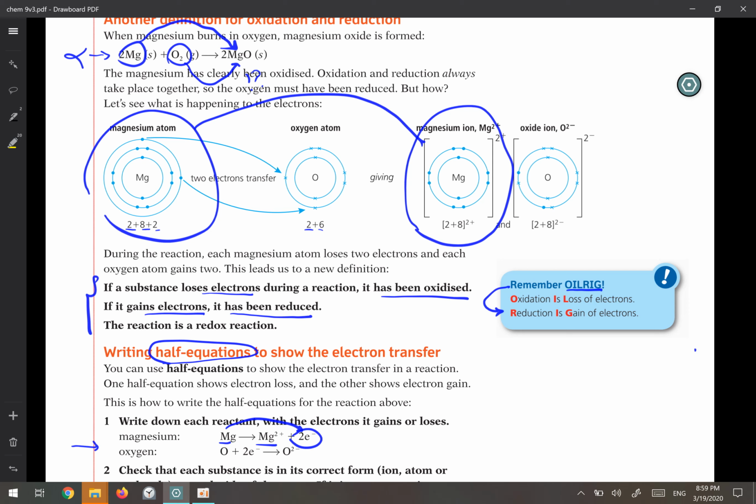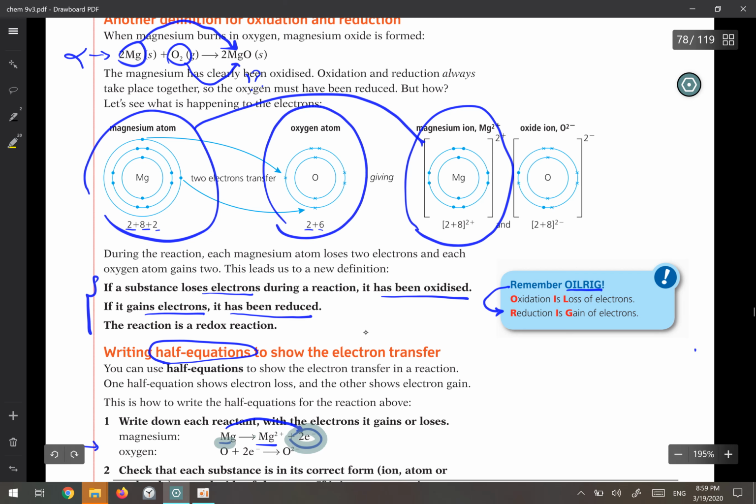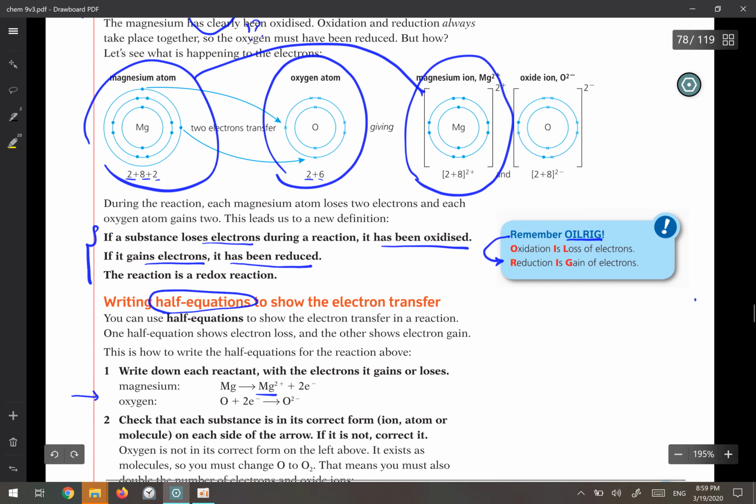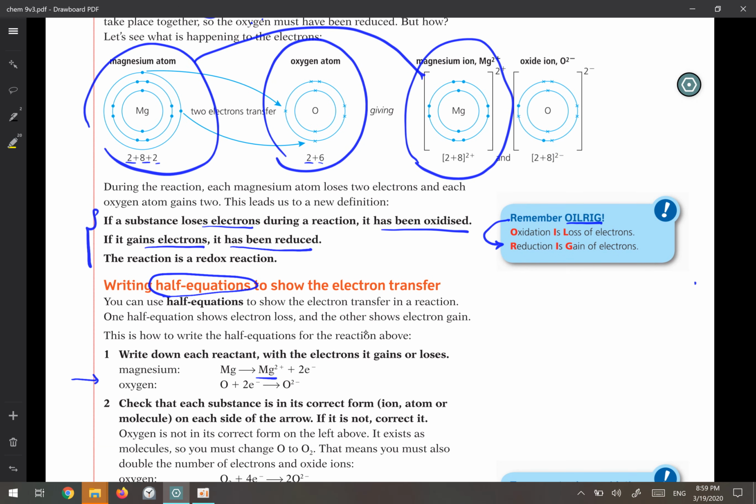And what happened to the oxygen? The oxygen atom here has gained 2 electrons, so it becomes O2-. It's important: when the electron appears at the left side, it means your species has gained the electron, and the reaction written here is the reduction half equation. And if the electron is written at the right, it means your substance has lost the electron, and what is written here is the oxidation half equation.